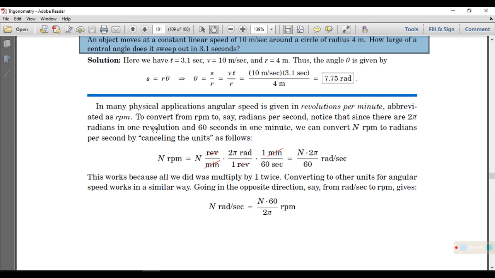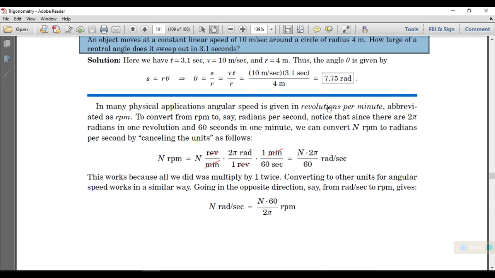In many physical applications, angular speed is given in revolutions per minute, abbreviated as RPM. So, to convert from RPM to, for example, radians per second, notice that there are 2 pi radians in 1 revolution and 60 seconds in 1 minute. We can convert n revolutions per minute to radians per second by canceling the units as follows. So, n RPM is equal to n revolutions per minute.